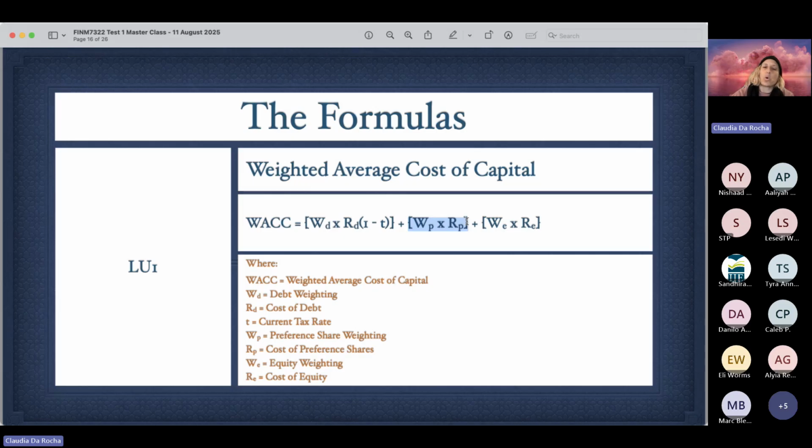What is also additionally different in 3B now is that you have different types of weightings. You have three types of weighting, either book value, you either have it on market value, or you have on target weightings. So it means that now in your question, there can be different types of weightings. Either it's given to you, or you've got to calculate it, and you've got to incorporate it when calculating the WACC.